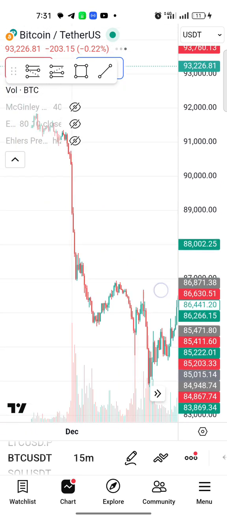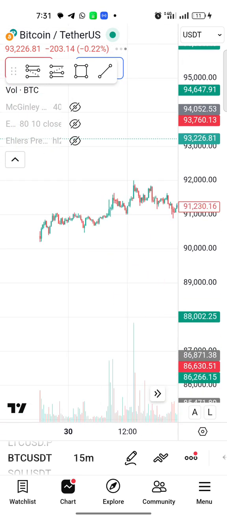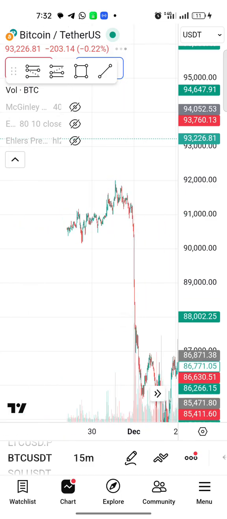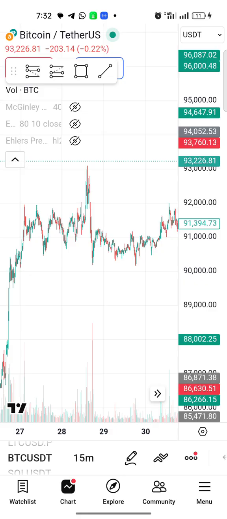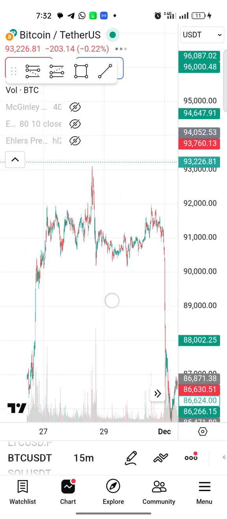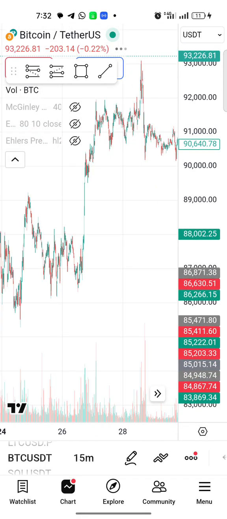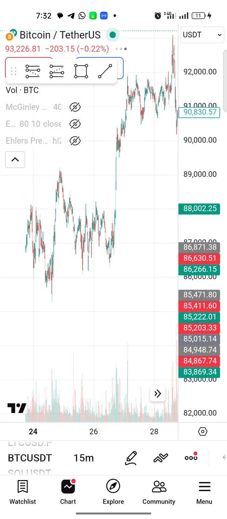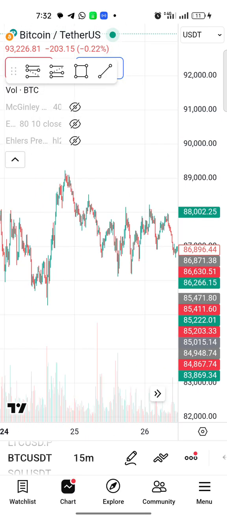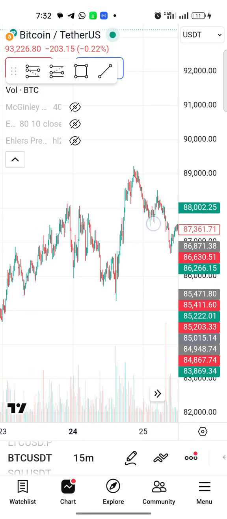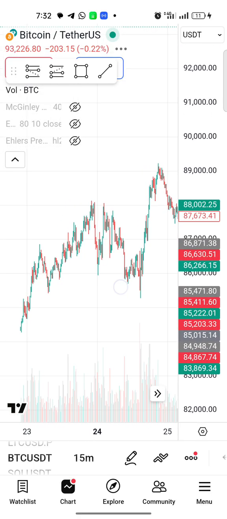BTC has been in a long run. I'm looking for a setup that clearly illustrates what we have been talking about. Oh, I found one. So basically, this is how it works. This is how SMC works.